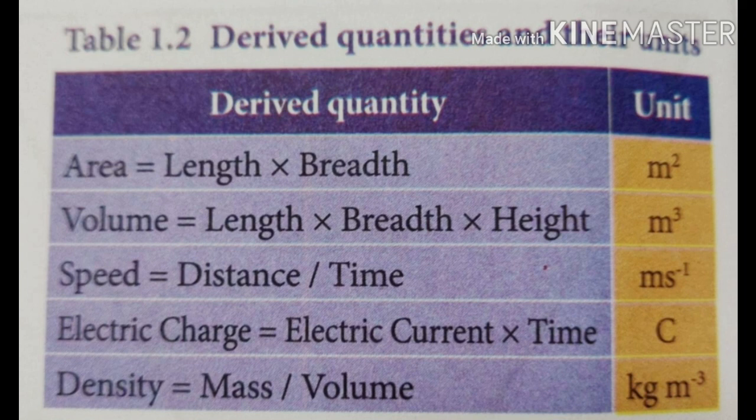Electric charge, formula electric current into time, and the unit is C. C stands for coulomb. Then density, formula mass by volume, unit is kilogram, m to the power of -3.